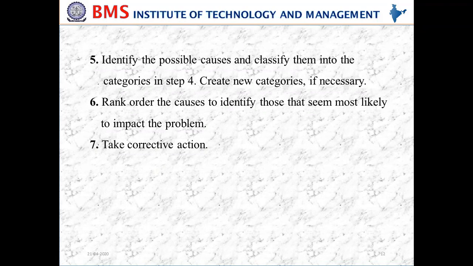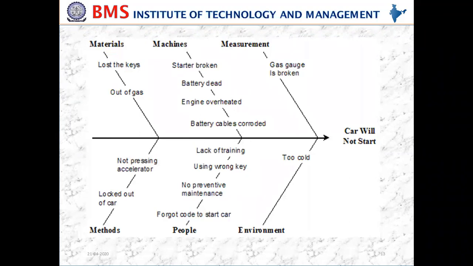Next, the sixth step is to rank and order the causes to identify those that are most likely to impact the problem. So you need to rank which are the root causes impacting this particular problem or effect. You need to identify the causes that have a high impact on the effect, and take corrective action. So these are the 7 steps that are followed.